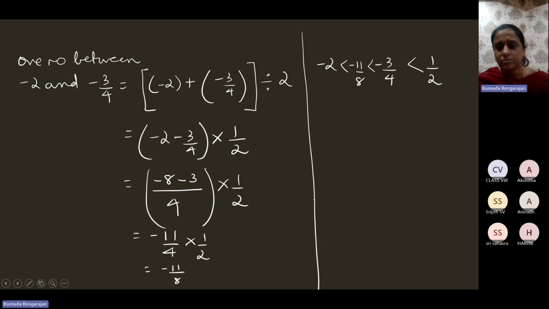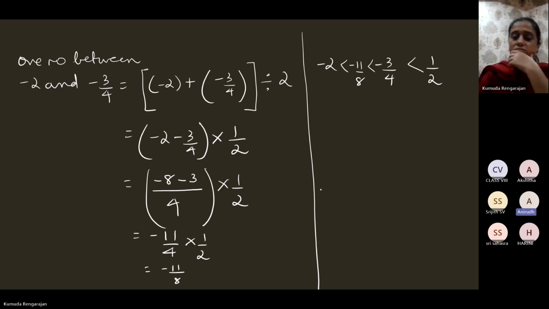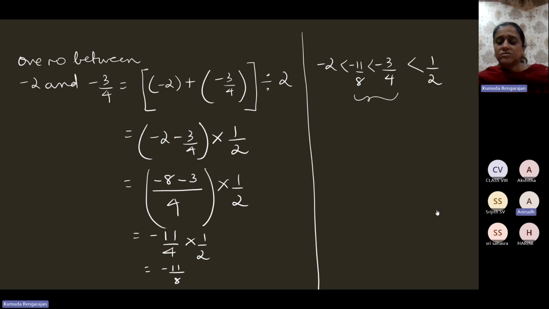Now again take any two numbers. What do you want to take? I will take minus 11 by 8 and minus 3 by 4. Okay. So we'll find one number between minus 11 by 8 and minus 3 by 4. Do it, all of you. All of you take these two numbers. I'll give you some time. I'll come back.